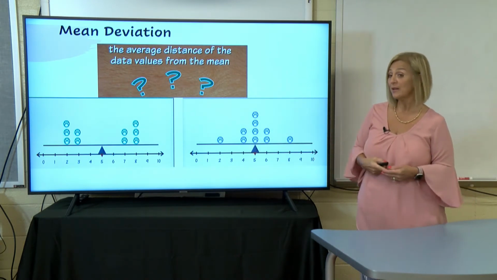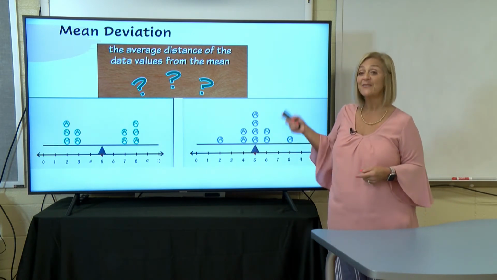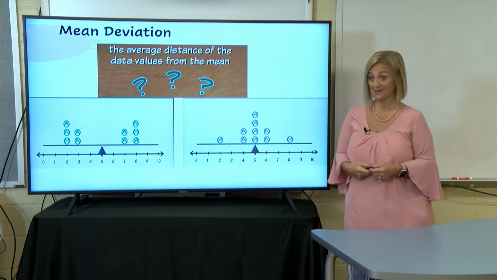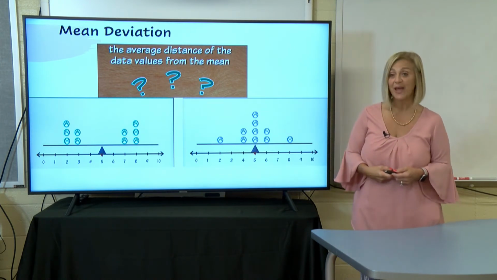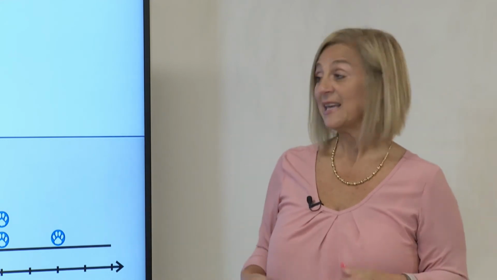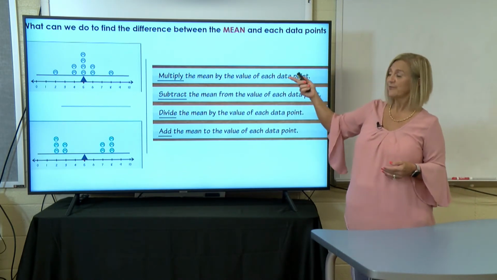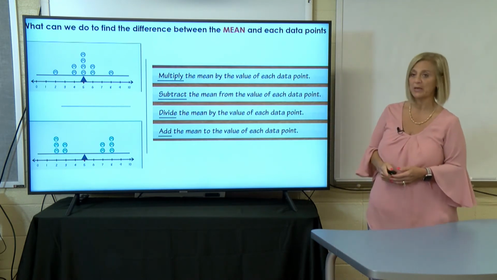And this is going to be a really tough definition, but stay with me because we can handle it. The mean deviation is the average distance of the data values from the mean. Don't leave me yet. I promise I can help you. It's the average distance of the data values from the mean. So let's see if we can calculate the actual mean deviation of each team and see if that will help us declare a winner. Let's see if we can find the difference between the mean and each data point.